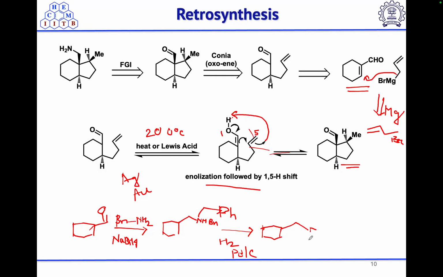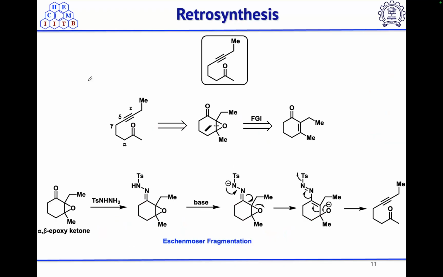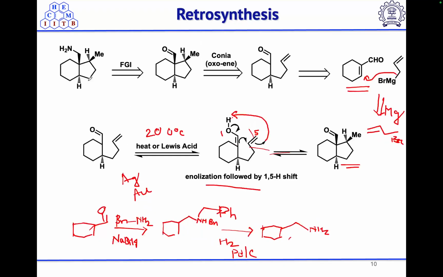NH2. So this is how you can get your desired target product molecule. Coming to the next slide, this Grignard addition. So this aldehyde, if you treat it with benzylamine, which is just a primary amine, first you will get the imine.